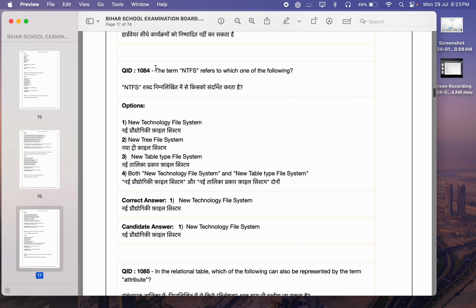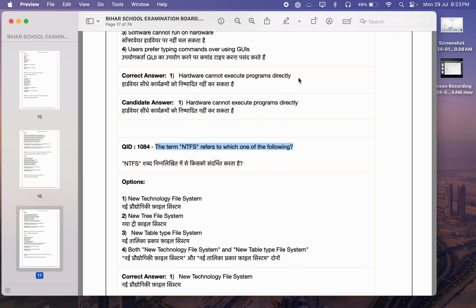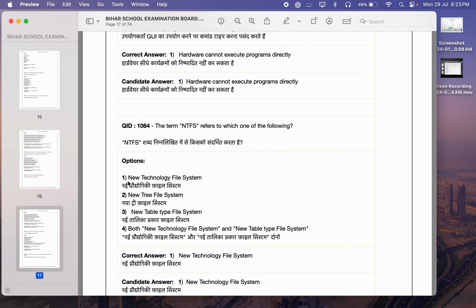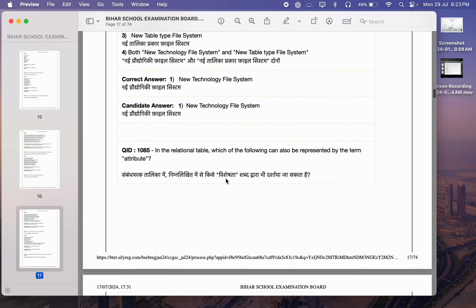Okay, now coming to the term, what does NTFS mean? So yeah, NTFS stands for New Technology File System. I'm not really sure that they will be saying table type. So the answer is New Technology File System.